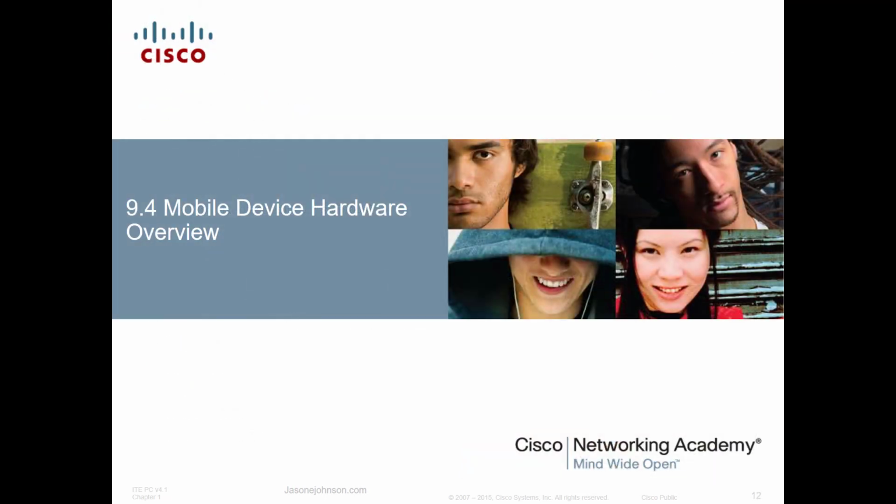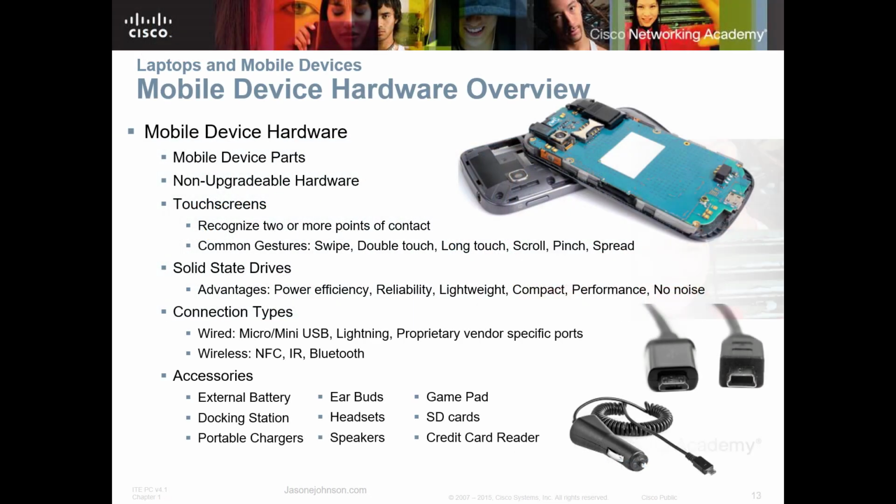All right, we're going to shift gears a little bit for the end part of this video, and look at mobile device hardware. Mobile device hardware repair is usually not done by the customer. It is usually done at a repair shop. You usually take it to the Verizon store, the Sprint store, or the Apple store, and have it repaired there. There are the mobile device parts.